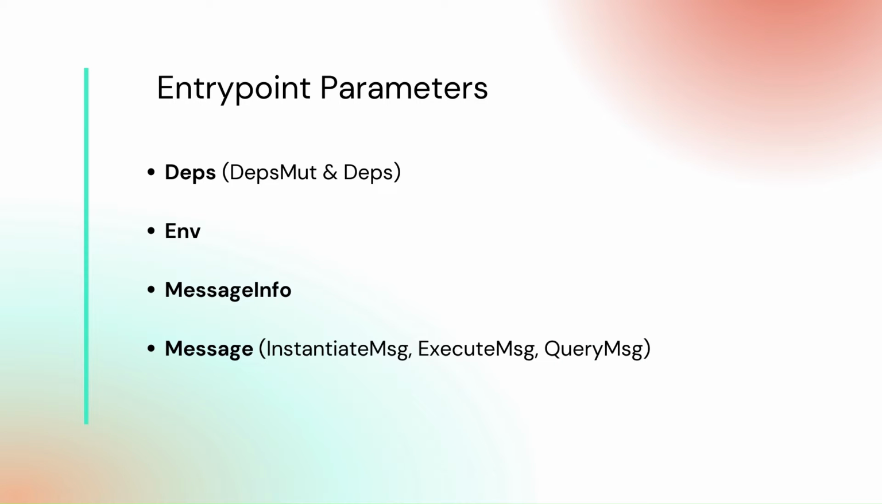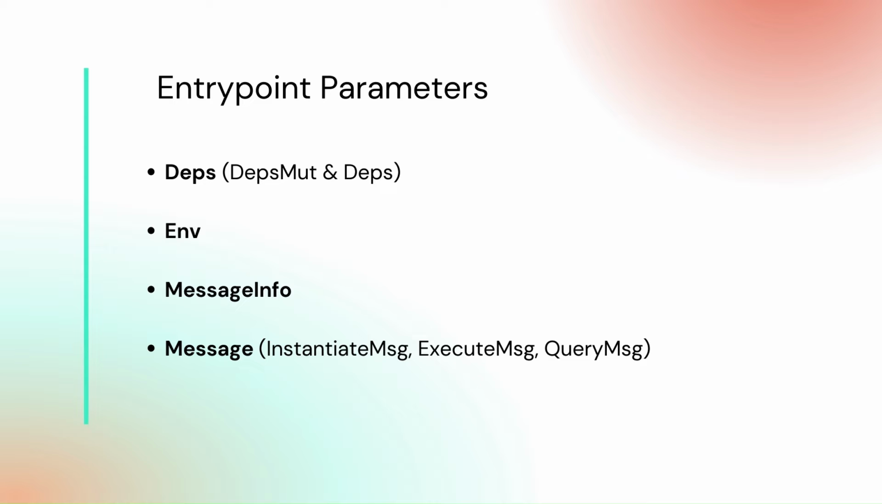So what parameters do the entry points take? The first one is the deps, the dependencies. It allows us to read and update the smart contract state. The mutable deps allows us to update the smart contract state, while the deps itself allows us to read from the smart contract state, as well as querying other smart contracts. It contains methods that allow us to perform actions like verifying custom WASM addresses and some other actions.